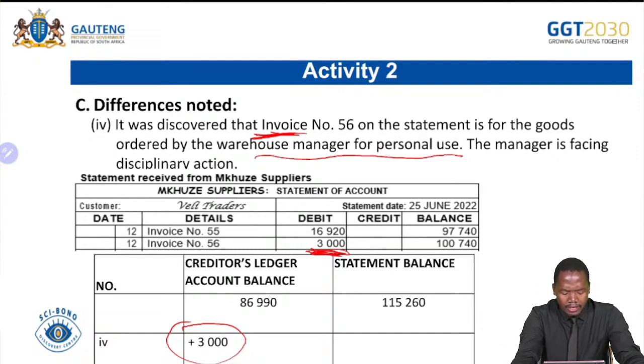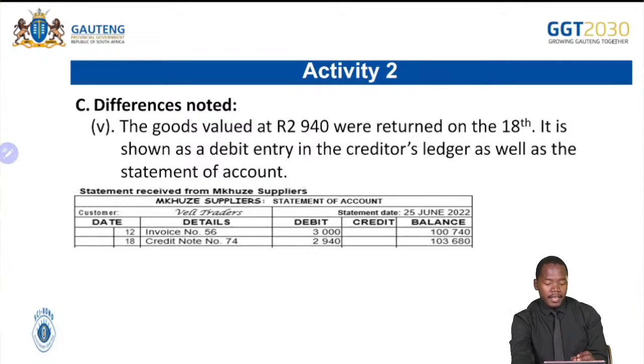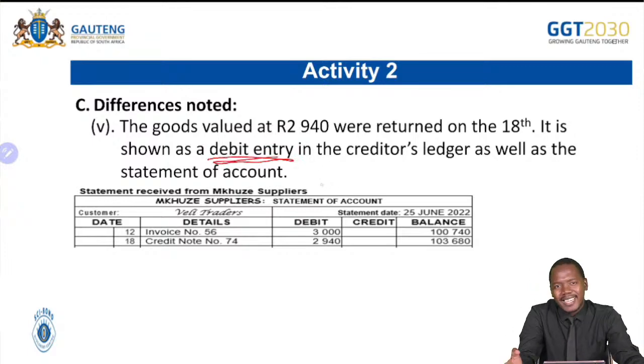Right, so our creditors are increasing by 3,000 on top of what we had earlier. Now, the goods valued at 2,940 were returned on the 18th. It is shown as a debit entry in the creditor's ledger as well as the statement of account. Now, remember what we say. If we record on the debit side, they must record on the credit side. If they record on the credit side, we must record on the debit side.